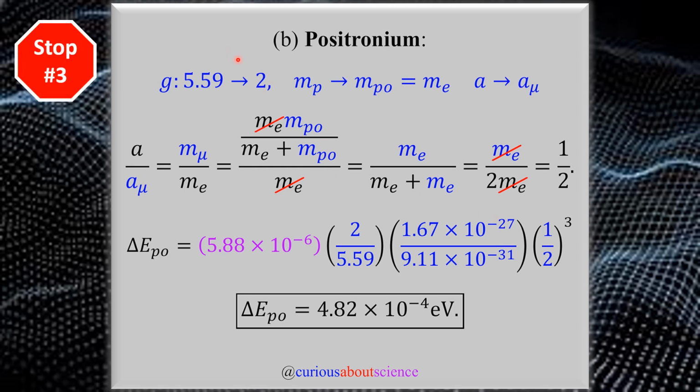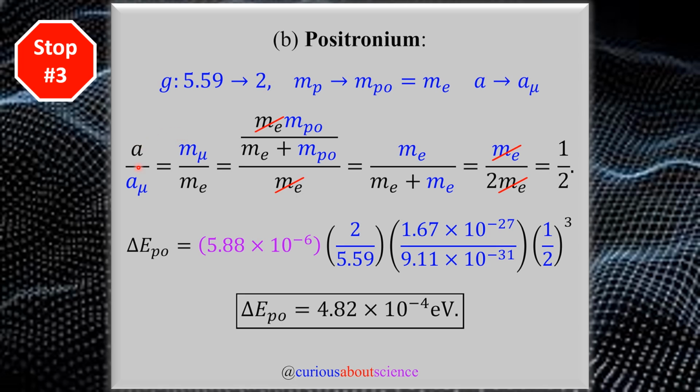So for stop 3, this leads us to part B, which is positronium. The g factor gets moved from 5.59, which was the g factor for the proton. Again, we got that from the magnetic dipoles. And then we see that the mass of the proton gets replaced with the mass of the positron, which of course has a mass m_e, which we said was equivalent to m_e. And then of course we need to change the a to the reduced a.